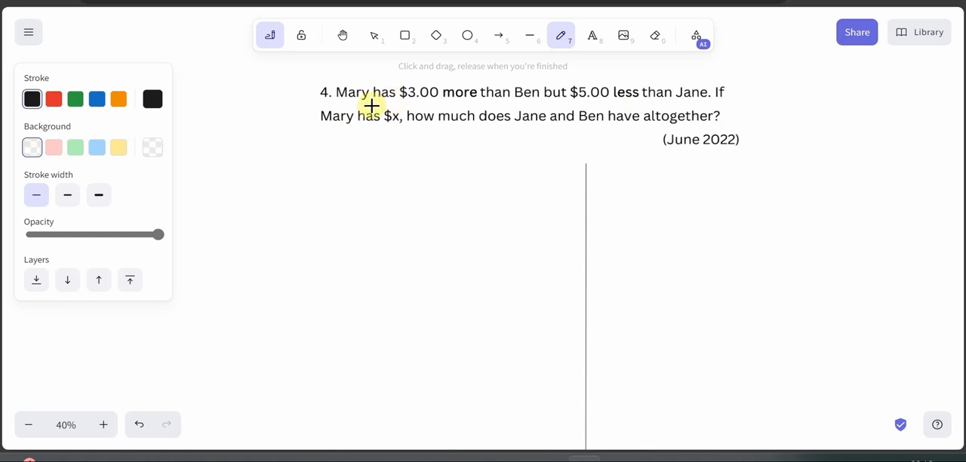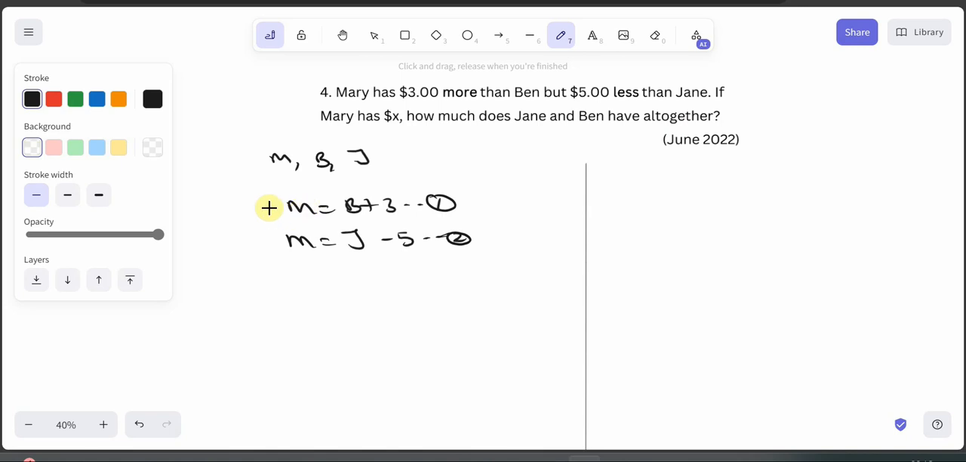So represent Mary's money as M, Ben's money as B, and Jane's money as J. We're told that Mary has $3 more than Ben, so that would be B plus 3. This is equation 1. But $5 less than Jane: whatever Jane has, Mary has 5 less than that. This is equation 2. It now says, if Mary has X dollars, how much do Jane and Ben have altogether?